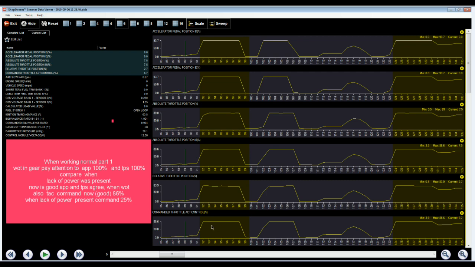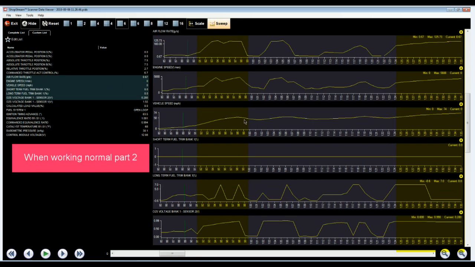Okay, this is when it was good, because when I had my lack of power present, max throttle command was 25%. On my right side, I had another one, where I did some deceleration and acceleration, and right here in this area, I rev the engine in neutral because I wanted to check something. This is pretty much 3 pages of the same activity, like the left hand side was wide open throttle.